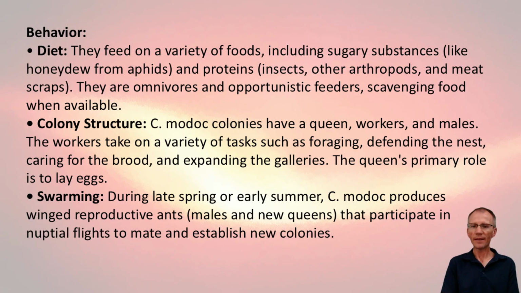Behavior. Diet. They feed on a variety of foods, including sugary substances like honeydew from aphids, and proteins, insects, other arthropods, and meat scraps. They are omnivores and opportunistic feeders, scavenging food when available.